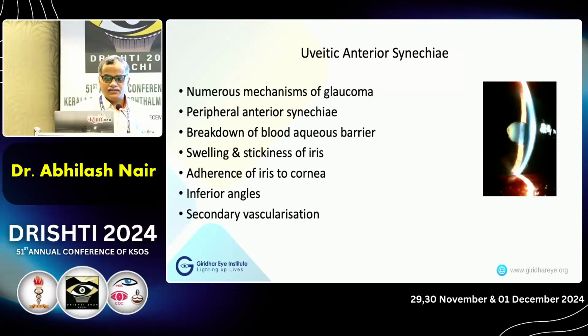And why does this develop? It occurs because of breakdown in the blood aqueous barrier, which causes inflammatory mediators, fibrin and other mediators to accumulate in the iris, which causes swelling and stickiness of the iris. And when that happens, the iris tends to stick to whatever is close to it, most commonly the anterior lens capsule, but also the peripheral cornea. So this mostly occurs in the inferior angles because the mediators gravitate inferiorly and the aqueous is most plasmoid at that point. This can also cause secondary vascularization.